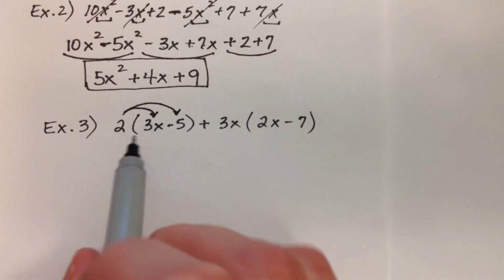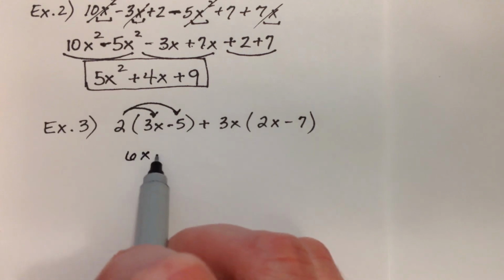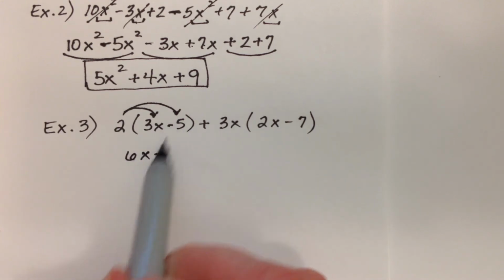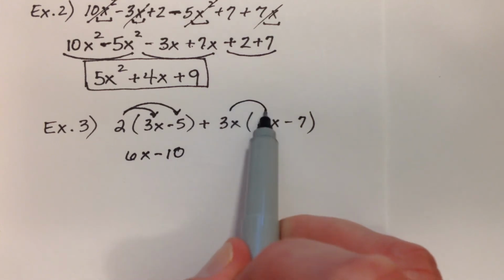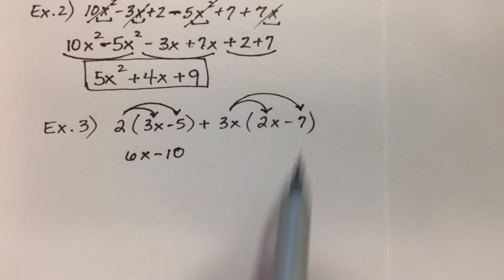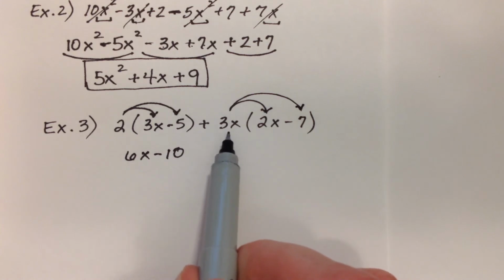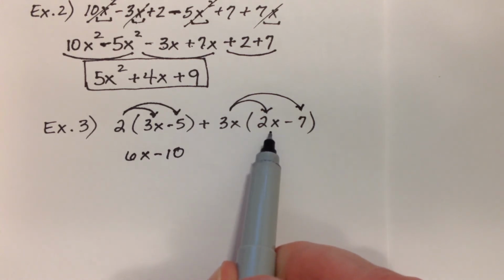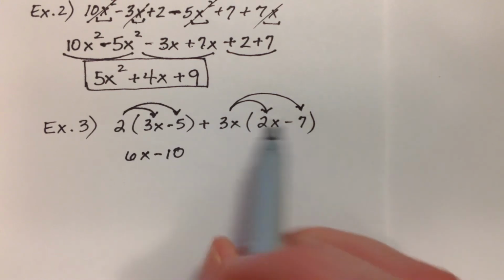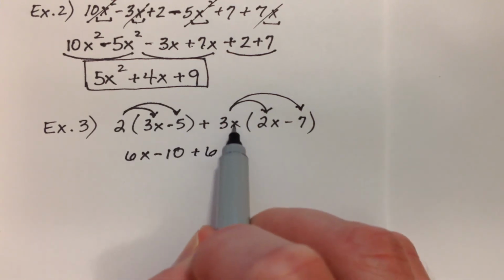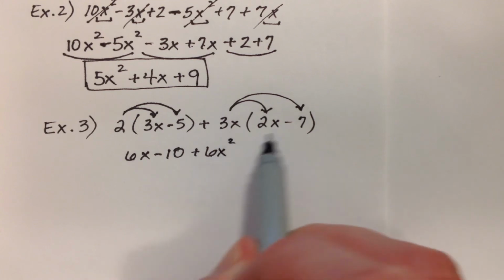So 2 times 3x is 6x minus, because of the minus sign there, 2 times 5 is 10. So now we're going to take this 3x and combine them here and here. So 3x times 2x. Here we're multiplying variables. So we have 3 times 2 is 6, and x times x is x squared.